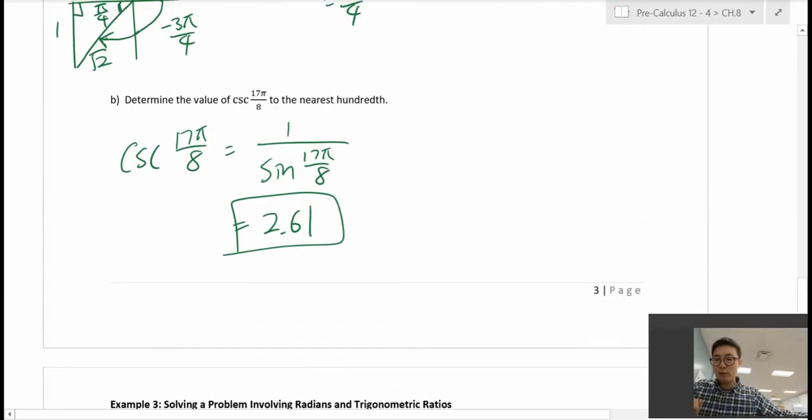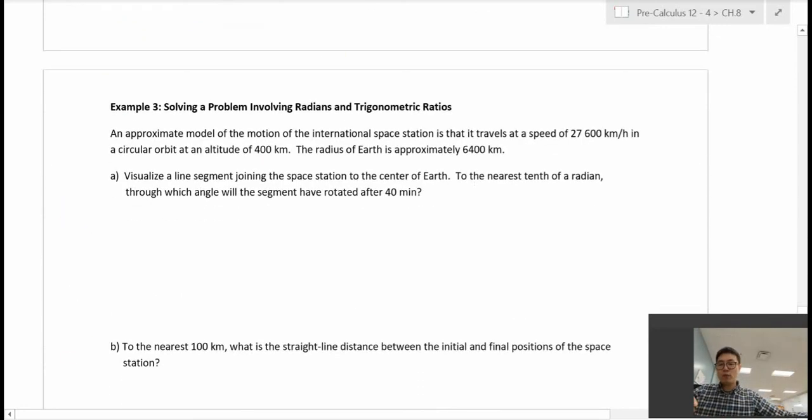All right, moving on to example number 3. Here's the answer for part B. Hopefully that's what we got, 2.61. So simply 1 over sine because it's cosecant. All right, example number 3. Let's see here.